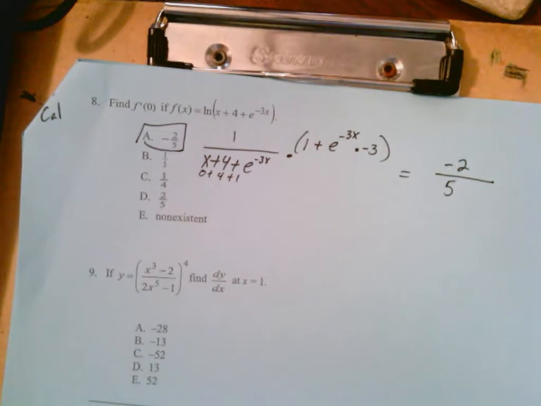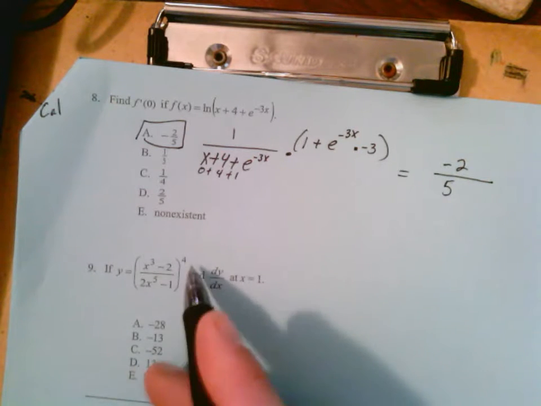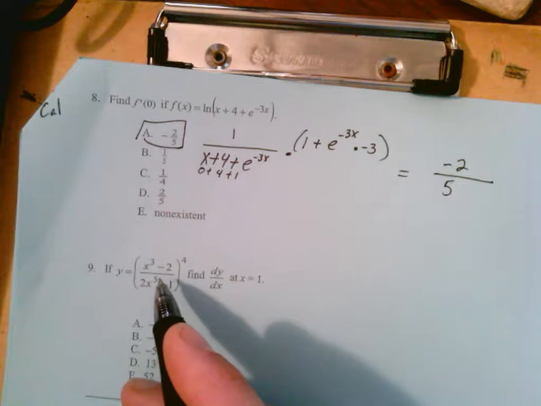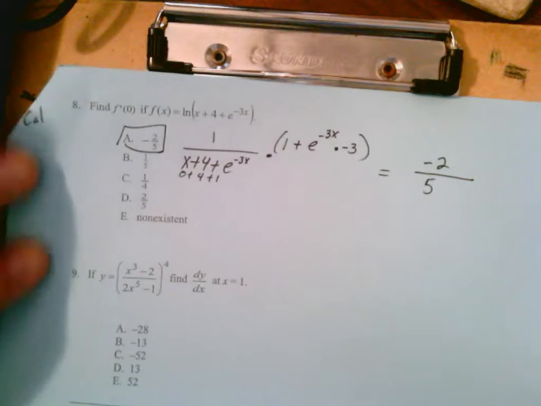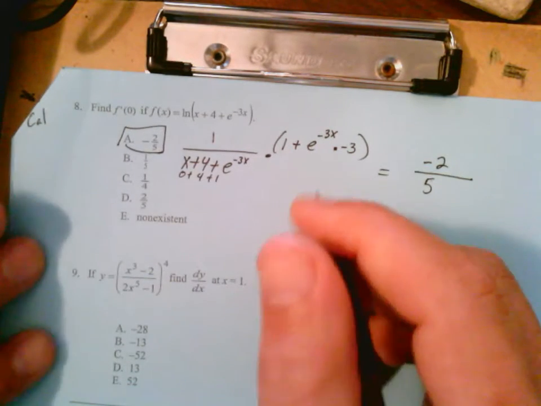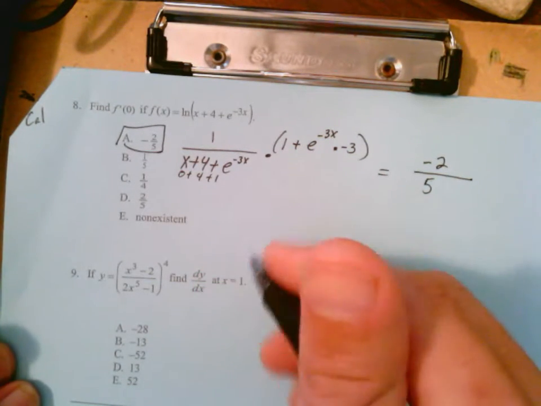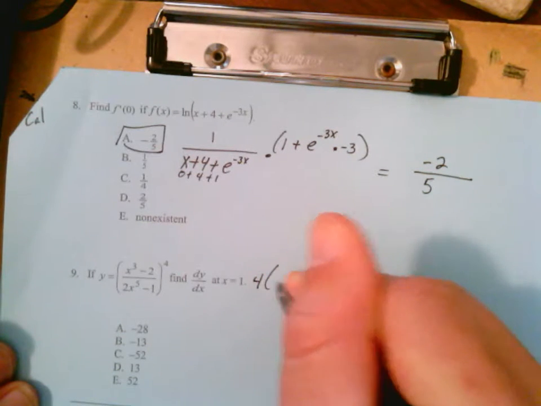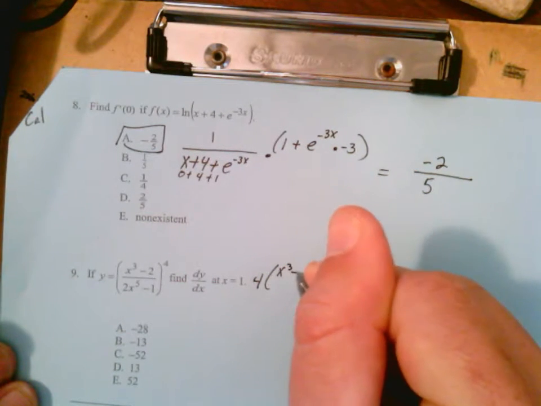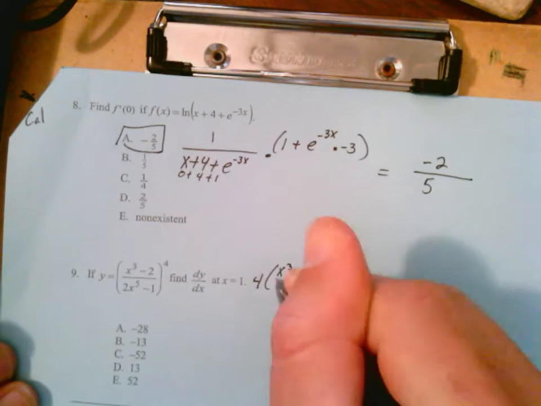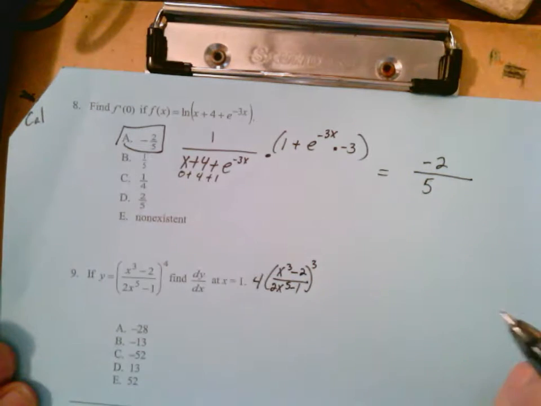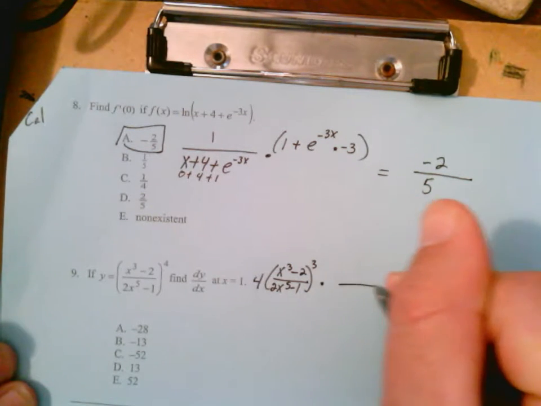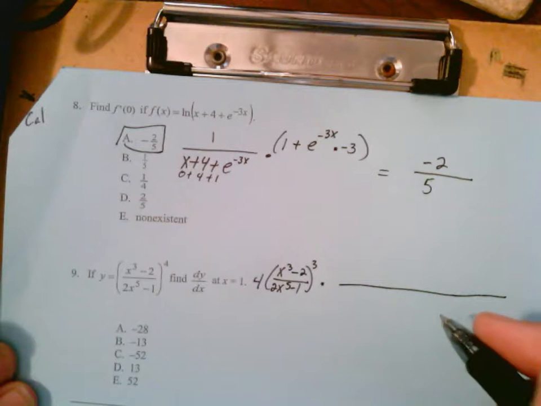Alright, this one's kind of a booger because you've got the chain rule. Inside the chain rule you have the quotient rule. So let's start out with the chain rule. And I'm going to simplify it all the way down to one number so I don't have to keep writing all this stuff down. So I'm going to have 4, okay, that's the derivative of the inside, times, now here we're going to have a big quotient rule.